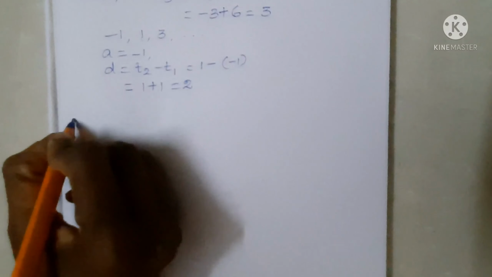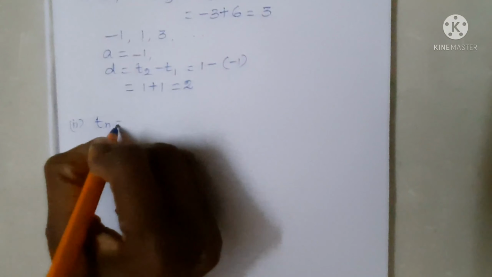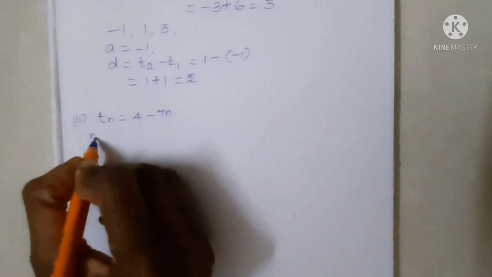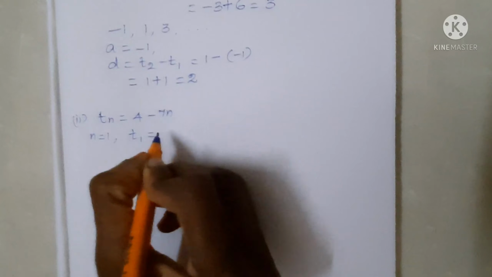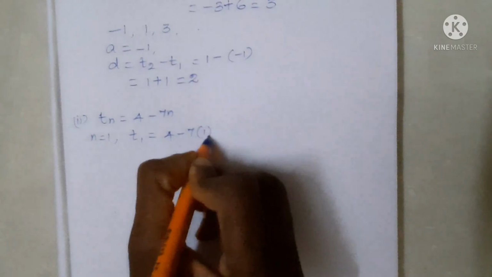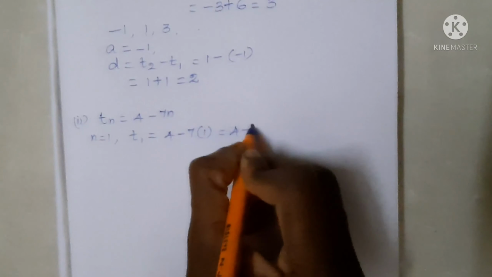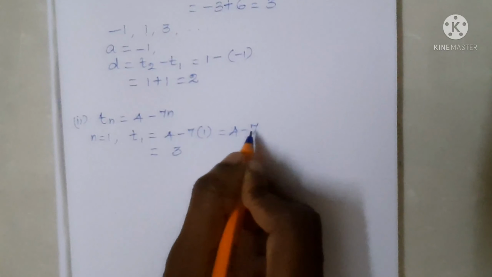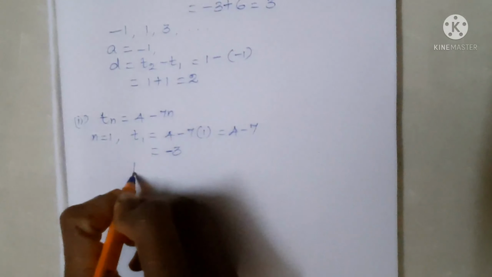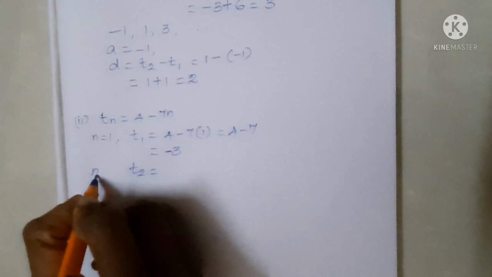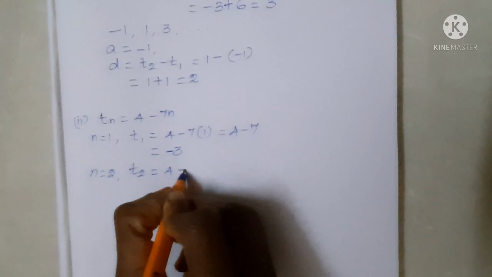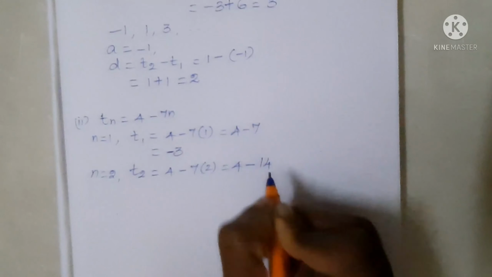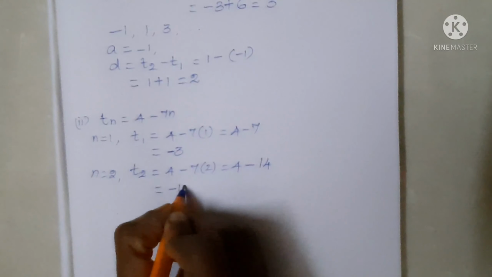Then second subdivision, Tn is equal to 4 minus 7n. For this sum also, first you put n is equal to 1. Then you will get T1 is equal to 4 minus 7 into 1. So 4 minus 7. Biggest number minus smallest number, that is 7 minus 4, 3. Biggest number has the minus sign, so minus 3. Next you put n is equal to 2. So you will get T2 is equal to 4 minus 7 into 2. That is 4 minus 14, so minus 10.